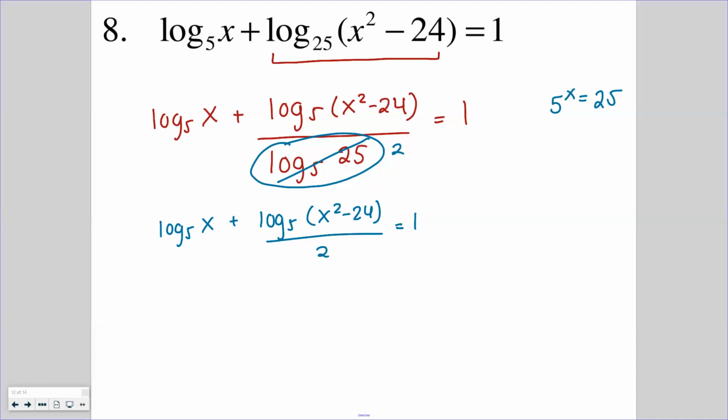Okay, and there's a couple ways we can go here. The first thing I'm going to do is multiply everything by 2 and clear the fraction. I just want to get rid of that fraction. So I have 2 log base 5 of x plus log base 5 of x squared minus 24 is now equal to 2 on the right-hand side.